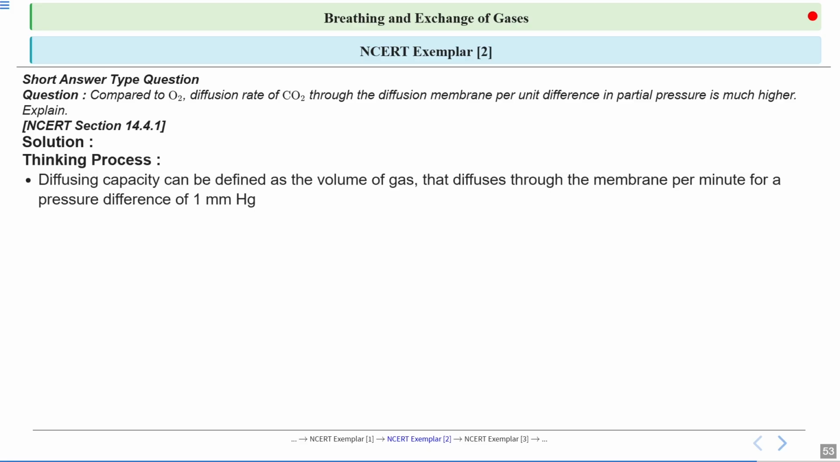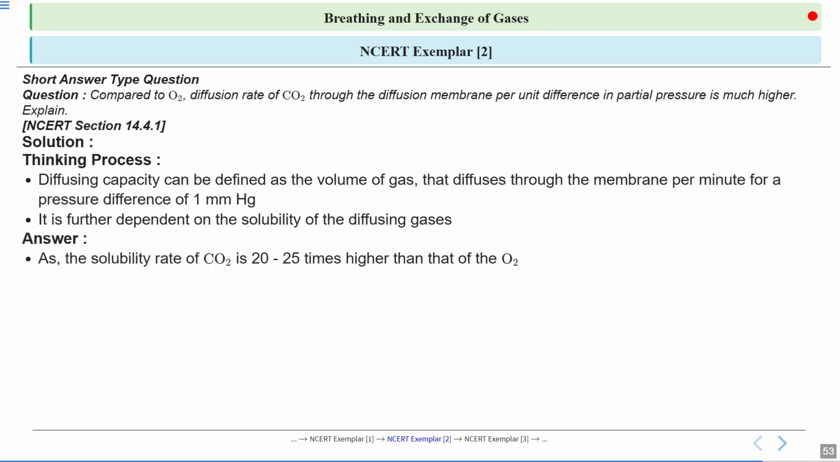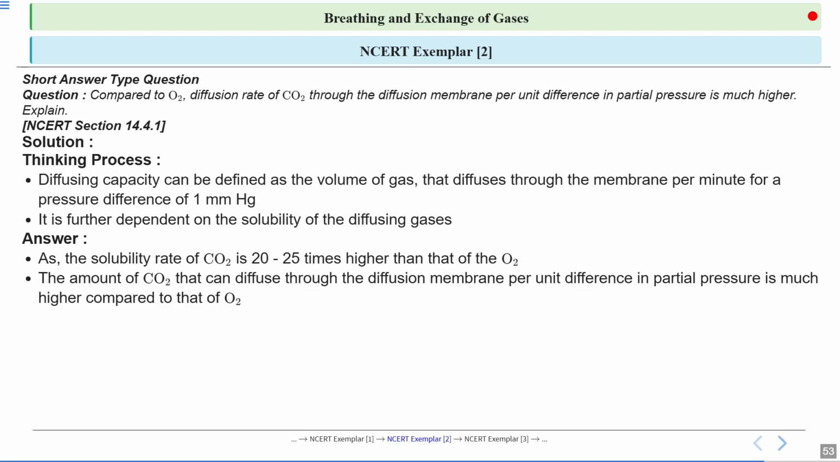Diffusion capacity can be defined as the volume of gas that diffuses through the membrane per minute for a pressure difference of 1 mmHg. Right? This is normally how we are comparing the diffusion. Now it is further dependent on the solubility of the diffusing gases. There are different diffusing gases, so the solubility is also considered here. Now the answer: as the solubility of carbon dioxide is 20 to 25 times higher than that of O2, the amount of carbon dioxide that can diffuse through the diffusion membrane per unit difference in partial pressure is much higher as compared to that of O2.